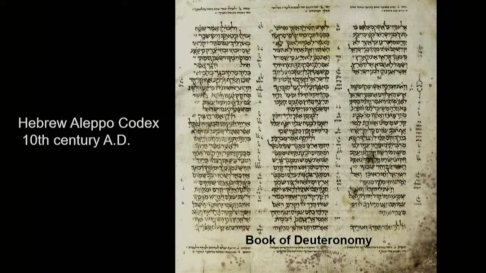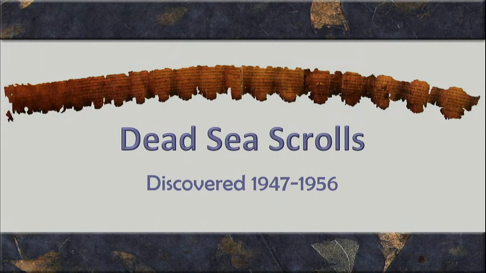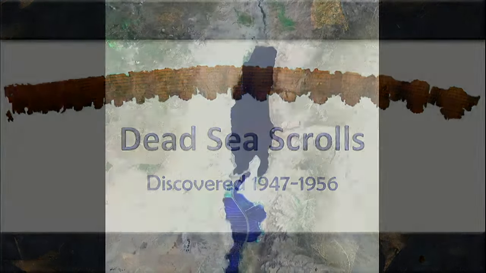The question is, how can we be sure this text was accurate, the Masoretic text? Well, the critical challenges to biblical authenticity were substantially answered by the discovery of the Dead Sea Scrolls, which were found, as the name implies, near the Dead Sea in Israel between 1947 and 1956.